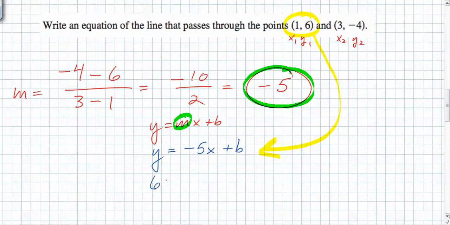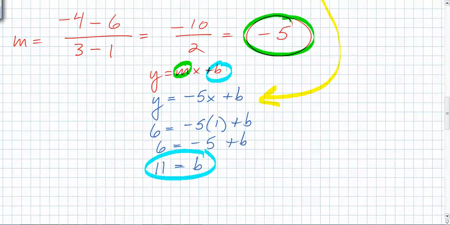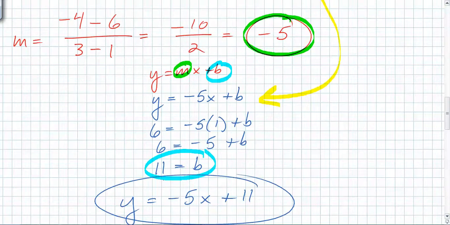So 6 is equal to negative 5 times 1 plus b. So 6 is equal to negative 5 plus b. To isolate b, we're going to need to add 5 to both sides, so 11 equals b. Now we know that b is equal to 11. So we can now write our final equation. y equals negative 5x plus 11. That is the line through the original 2 points.